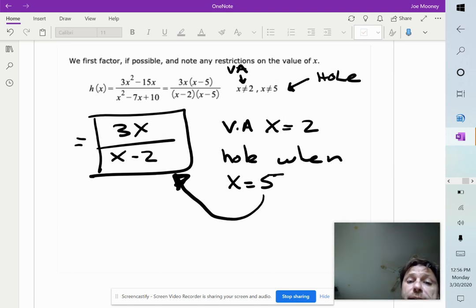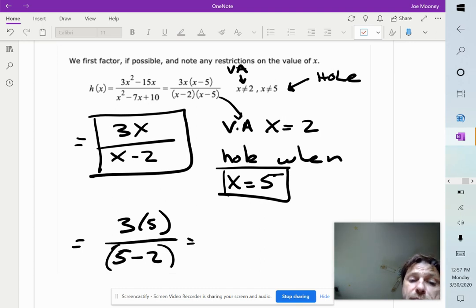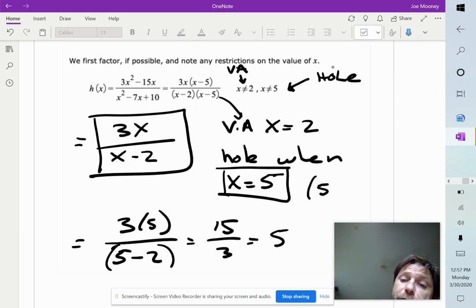That's what it would have been. So to find the hole, you plug the removable discontinuity into the simplified version of the function. Let's see what happens. 3 times 5 over 5 minus 2. So we now know 15 over 3. So we know the hole has a height of 5. So the hole is at x equals 5, height 5.